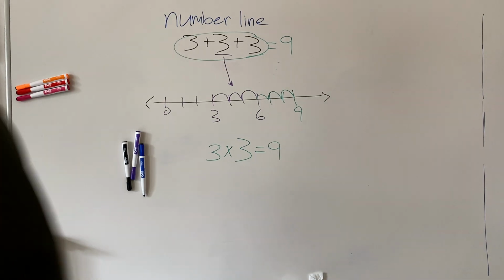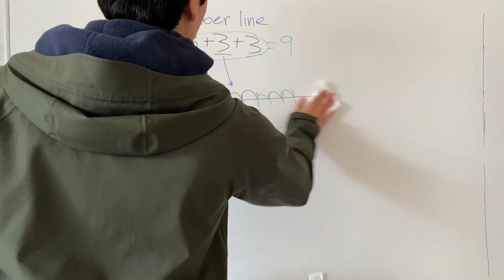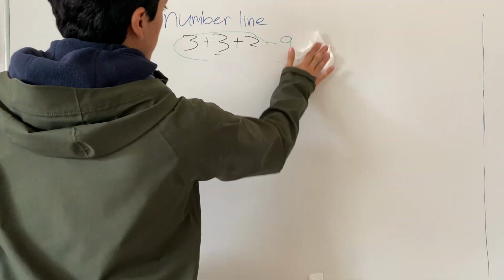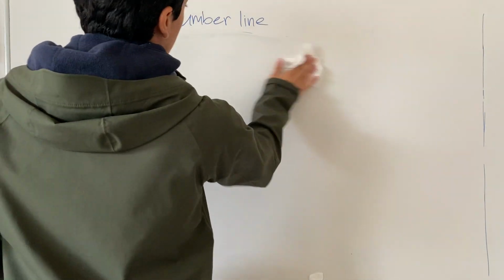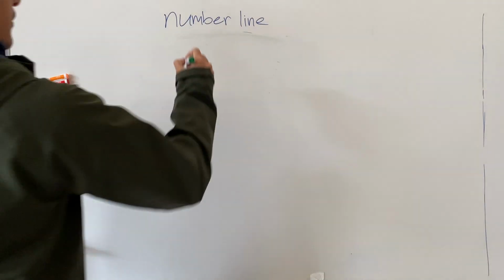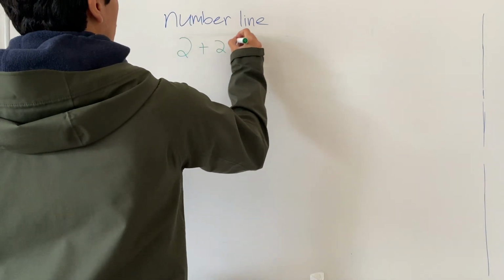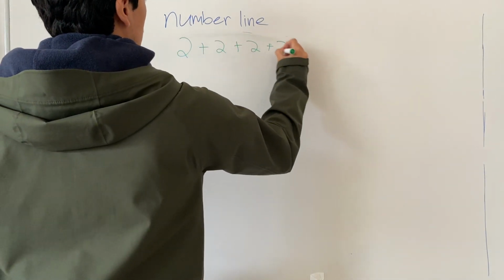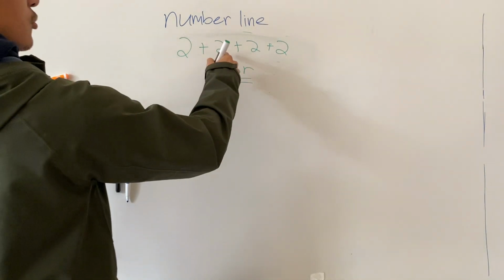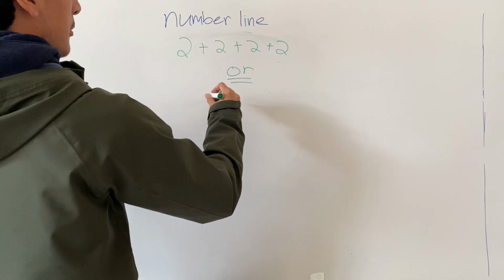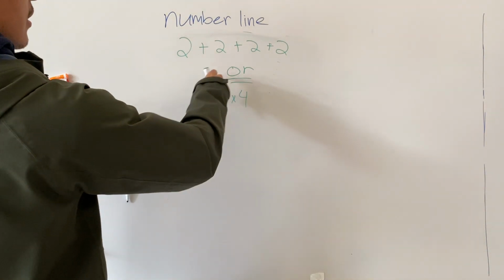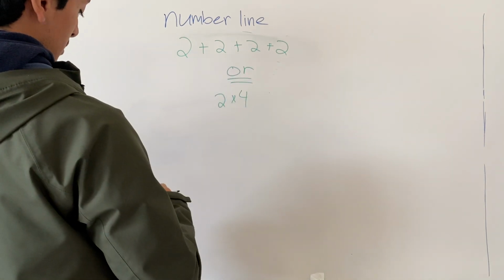Well, what about this one? And again, be sure that you're copying all of this down. The good thing is that it's on video, so you can simply pause it and rewind it if you missed a step. Let's say I have this one. 2 plus 2 plus 2 plus 2. I can rewrite this as what? 2 times 4, because I have 2's and they're being added 4 times.